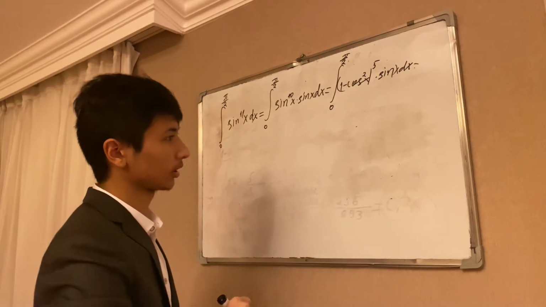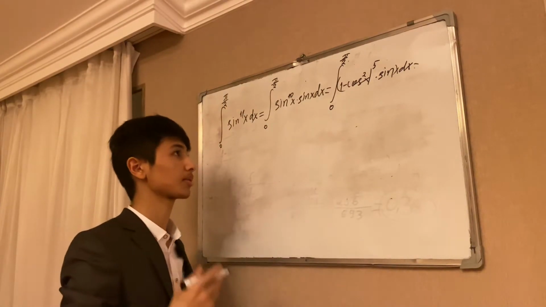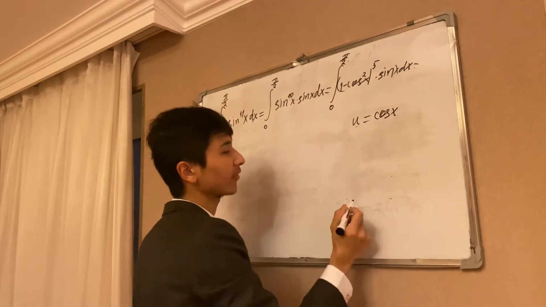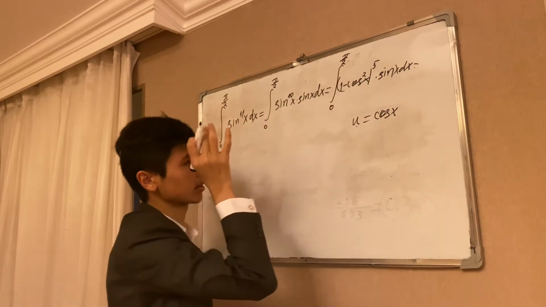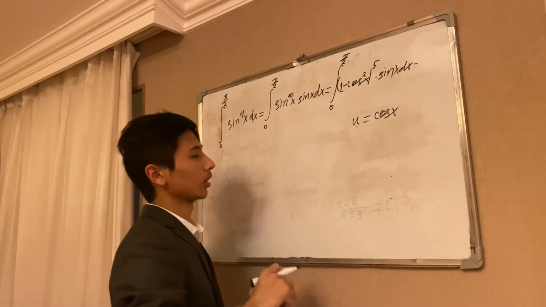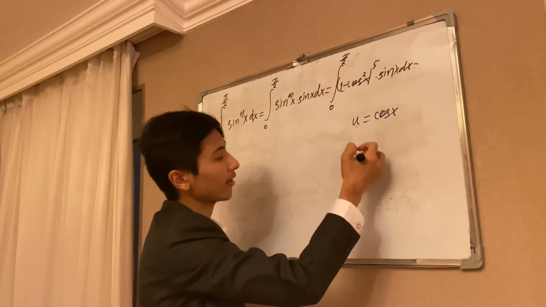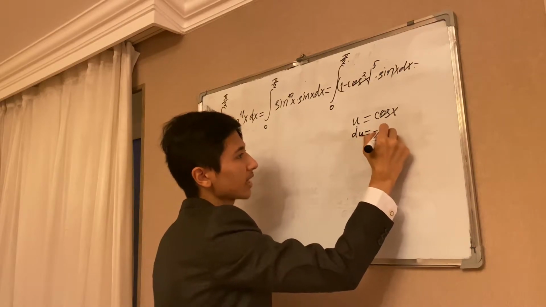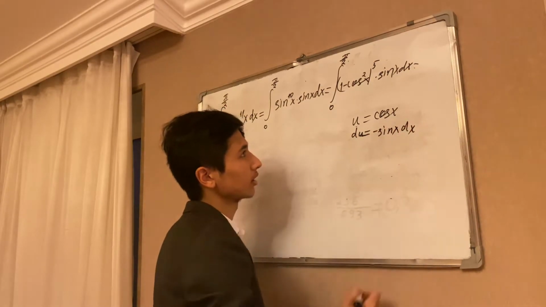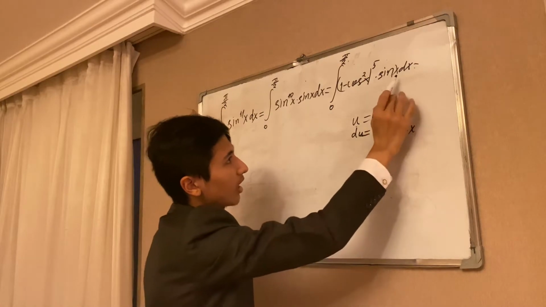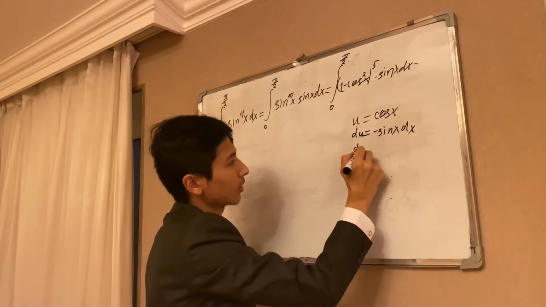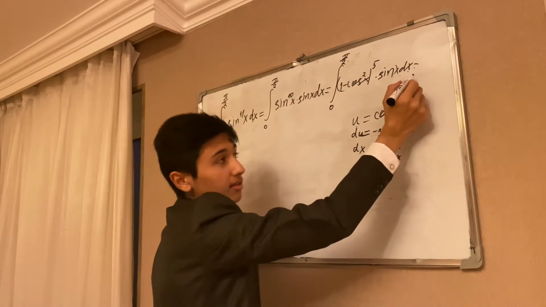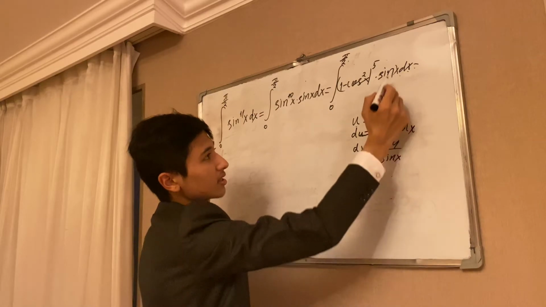So now I want to apply the substitution method. u equals cosine x. I will substitute cosine x here. In order to find that, we have to take the first derivative of cosine x, which will give us du equals minus sine x dx. So I will put du over minus sine x into dx in order to get rid of sine x.